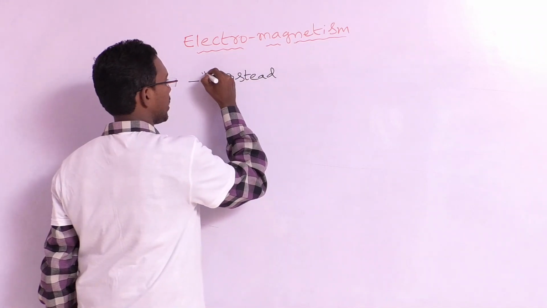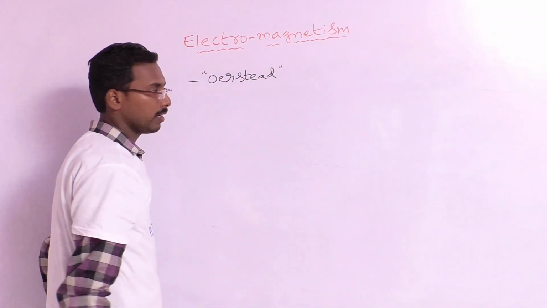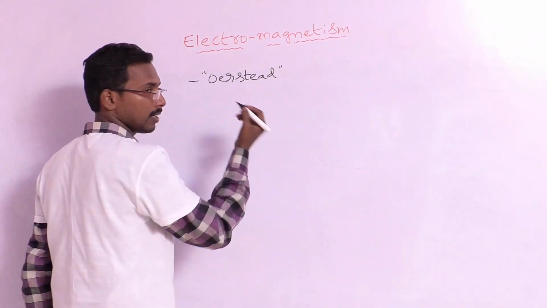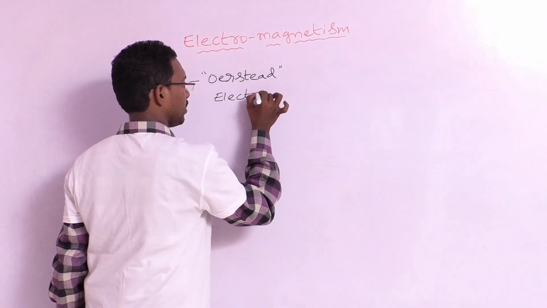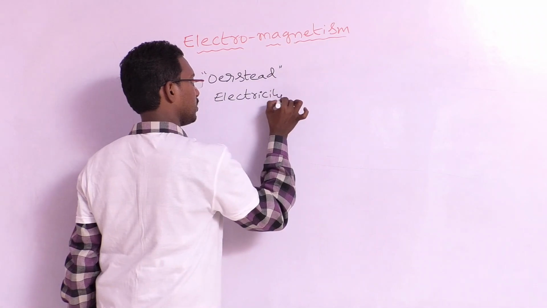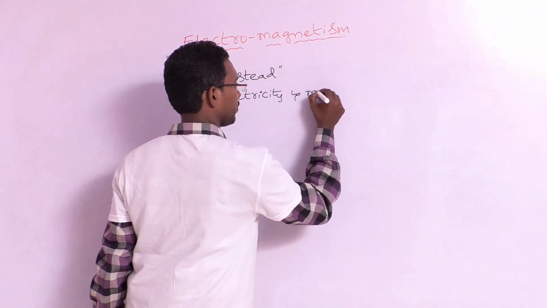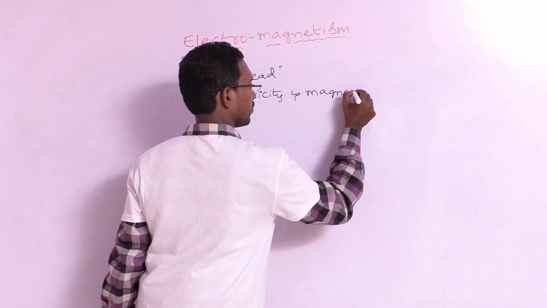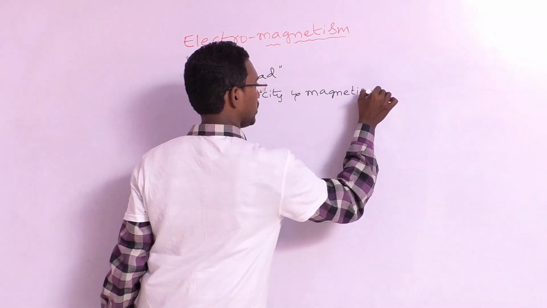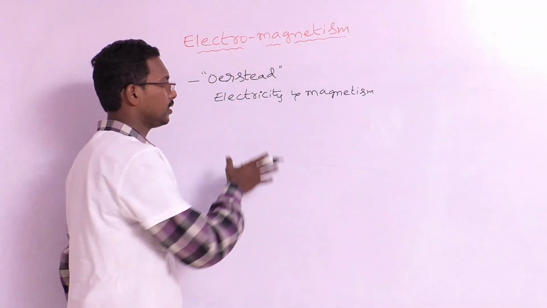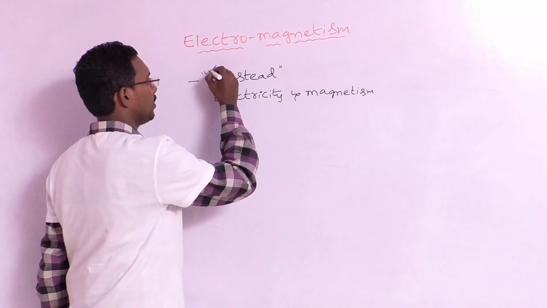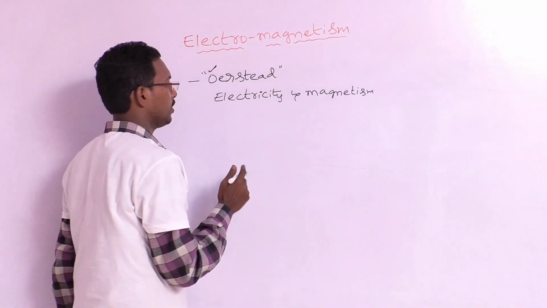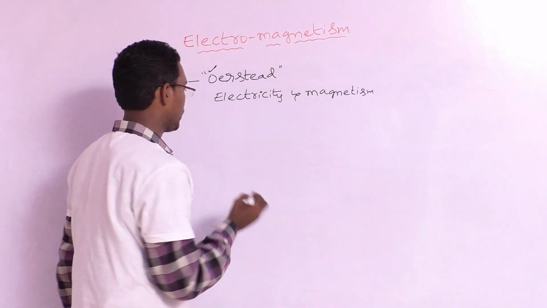He is the scientist who discovered that there is a relation between two branches, electricity and magnetism. Before this discovery, it was believed that these two branches were separate. So he found a path, a discovery, and that discovery is our first experiment.